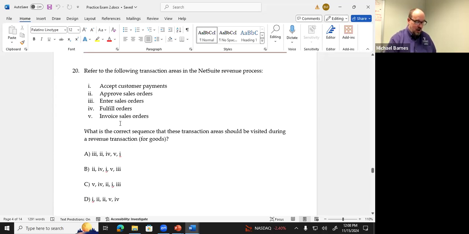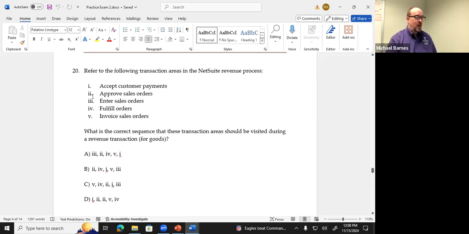So pretty much for this one, all you have to do is identify what is the very first step, okay? Because I didn't reutilize the steps in the same sequence. So what would be the very first step in the revenue process? Entering a sales order. Again, remember we're talking about this from the NetSuite perspective. We entered a sales order, all right?